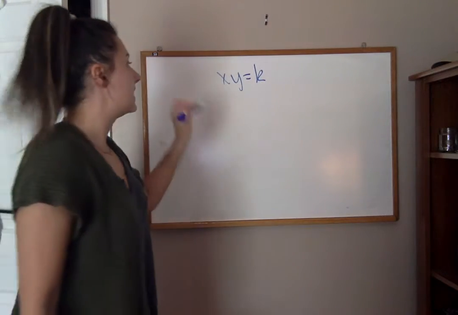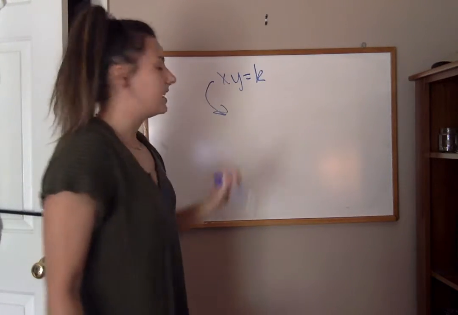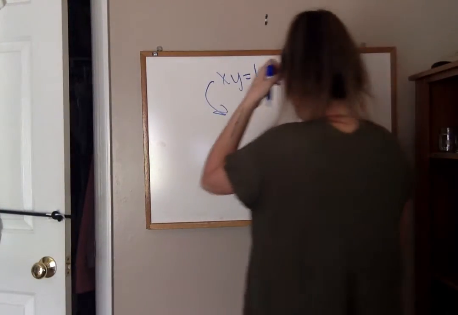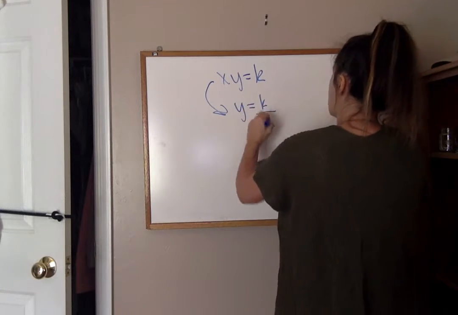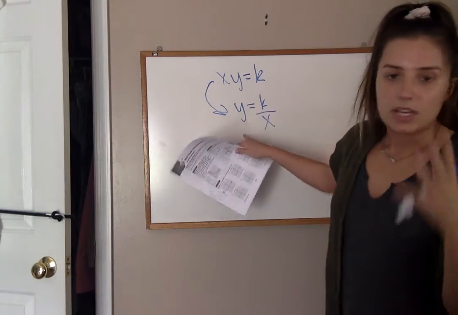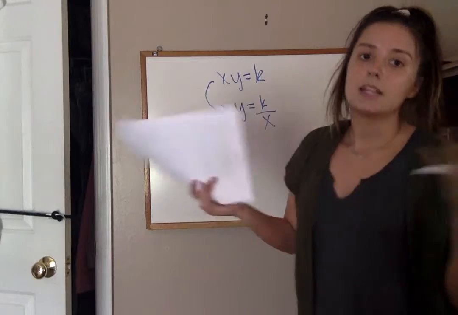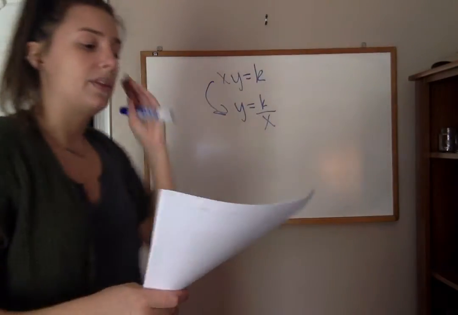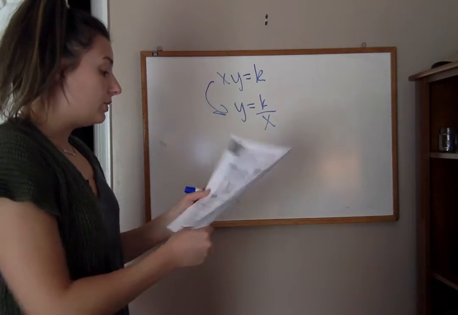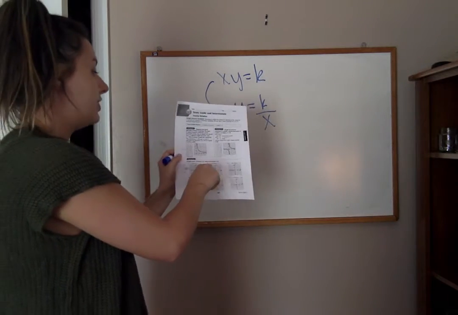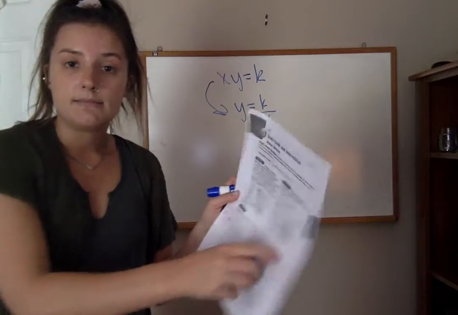This is one way to look at it. I'm going to show you the way I like to write it. It just makes more sense in my head, but use whatever works best for you. So I like to write this as y equals k over x. I just like it to be y equals. It helps us later in this packet, but again, use whatever you're more comfortable with. Both are valid.